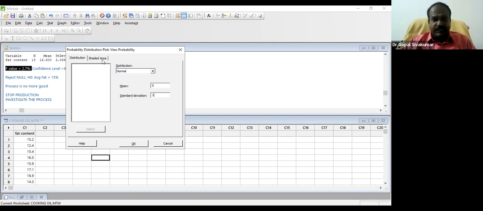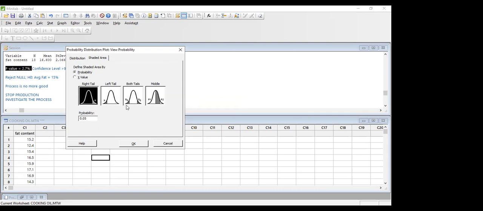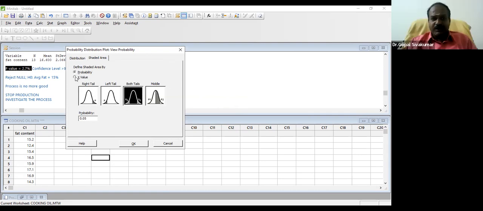Now go to the shaded area. Which area do you want to see? You want to see two-tailed, right? Two-tail is available in the third, am I right? Can you see both tails? All of you, do you notice the third one is showing a two-tailed scenario? Yes, sir. Area on the right side, area on the left side. Select this. Now click the probability.